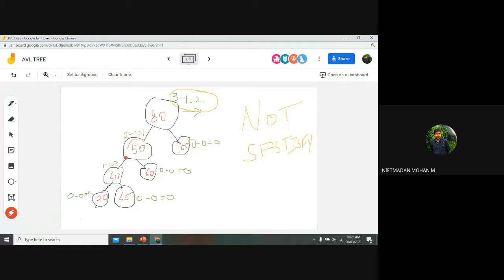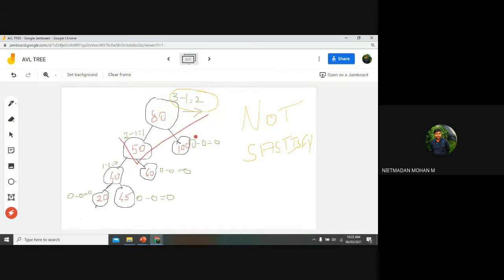For this 50, the left subtree height will be 2 and the right subtree will be 1. 2 minus 1, so it will be satisfied. And here you can come to this 80, that is the root node. The left subtree height will be 3 and the right subtree will be 1. So it means 3 minus 1, which is 2. So here the violation of the balanced binary tree has occurred. So the AVL condition is not satisfied.